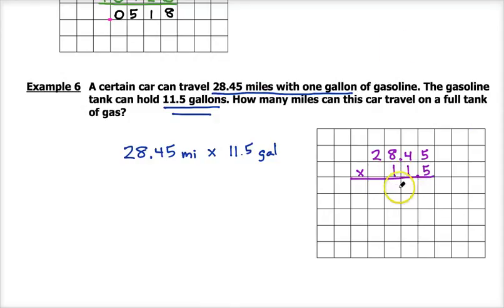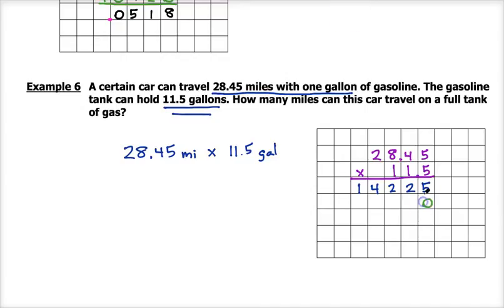And this time we're going to have 3 rows in the bottom here that we'll have to add together because we're multiplying by 115 or 11.5, which is like 115, 3 digits. So 5 times 5 is 25. 5 times 4 is 20, plus 2 is 22. 5 times 8 is 40, plus 2 is 42. 5 times 2 is 10, plus 4 is 14. There's my first row. I'm going to erase so I don't confuse myself when I do my carrying next.